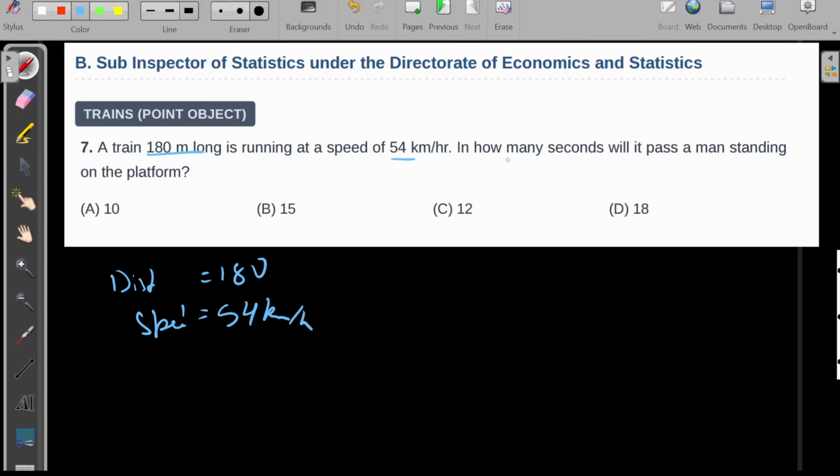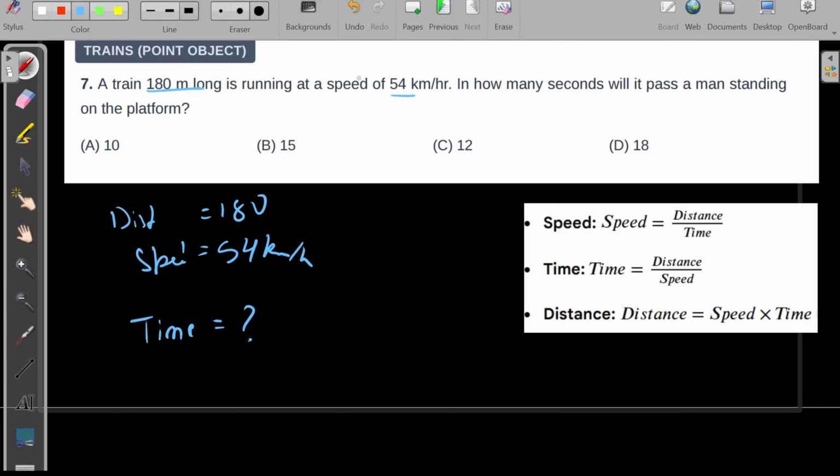So we need to find how many seconds it would take to pass a man standing on the platform. So we need to find the time. Four options are given. Is it option A, option B, option C, or option D? And we will use this formula, which is time equal distance over speed. So I can write here time equal distance over speed.